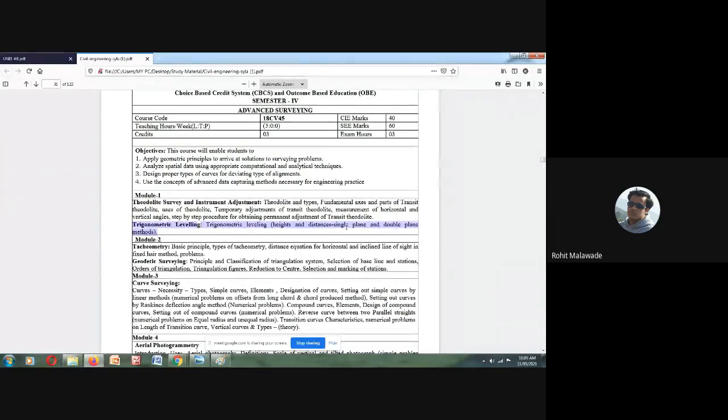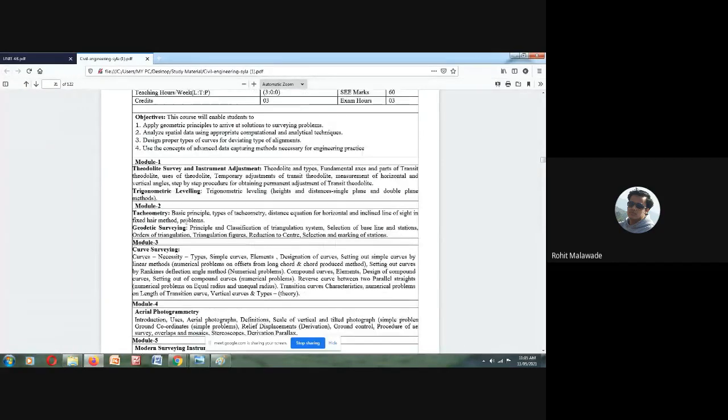So around 70-80% of module 1 is over. In the next class, we will see what trigonometric leveling is and solve problems on it. Within 3 or 4 classes, trigonometric leveling will be finished. So probably by the end of this week, or 1 or 2 classes in the next week, we will be able to complete module 1.